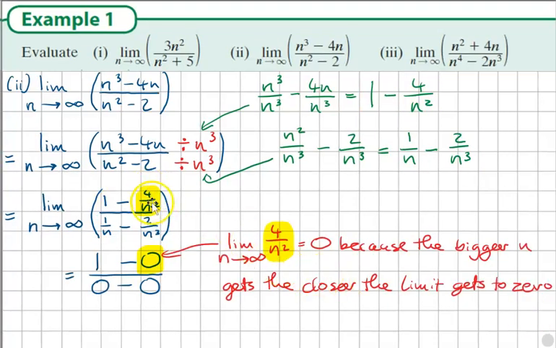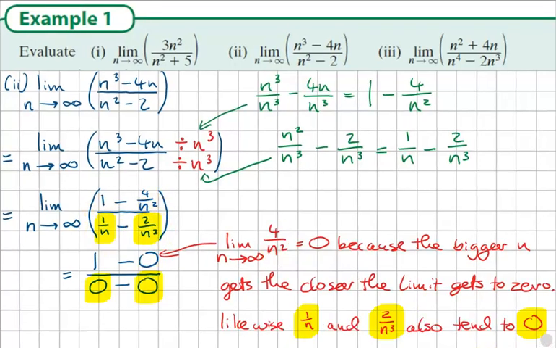So again, 4 over n squared tends to 0, because the limit as n approaches infinity of 4 over n squared is equal to 0, because the bigger n gets, the closer the limit gets to 0. And the same goes for the 1 over n and the minus 2 over n cubed. So likewise, 1 over n and 2 over n cubed, they also tend to 0.